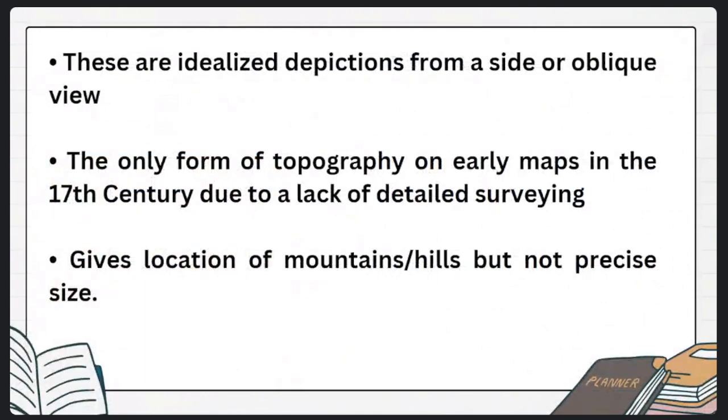These are idealized depictions from a side or oblique view. The only form of topography on early maps is found in the 17th century due to a lack of detailed surveying. So back in the 17th century, the Sugarloaves topographic maps were considered to be the only form of topography. The Sugarloaves topographic maps give locations of mountains and hills, but not the precise size.